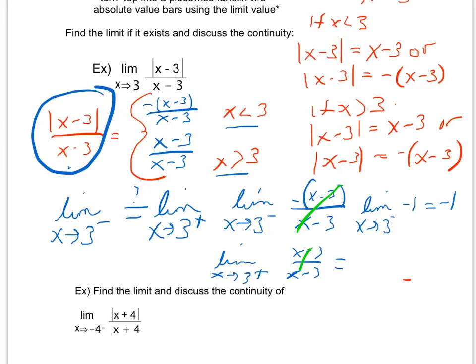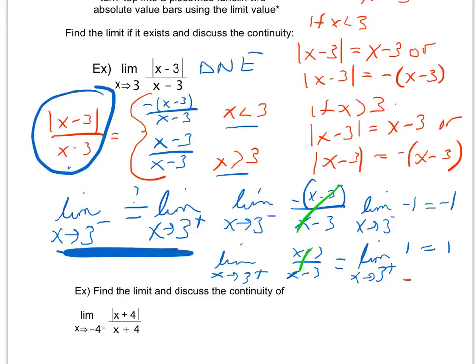And x minus 3's cancel. And I get the limit as x approaches 3 from the right of the function 1, which is just 1. It's a constant function. So right away, when it talks about discussing the limit, my limit does not exist because my left-sided limit is different from my right-sided limit. And as I said before, that's what I was checking to determine if I had that limit.